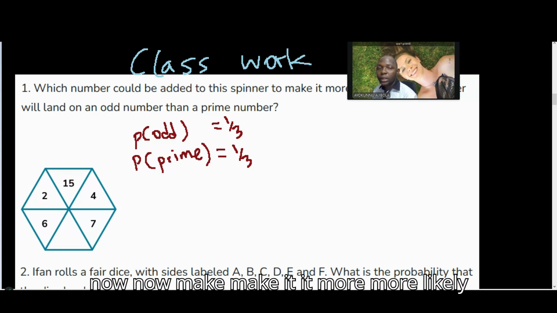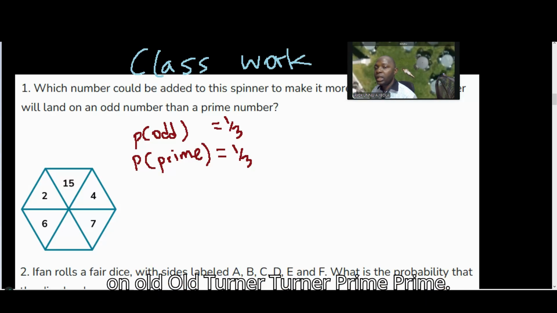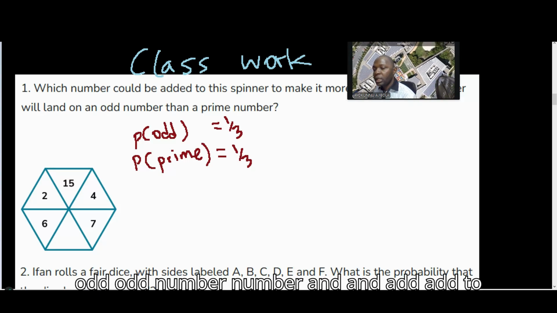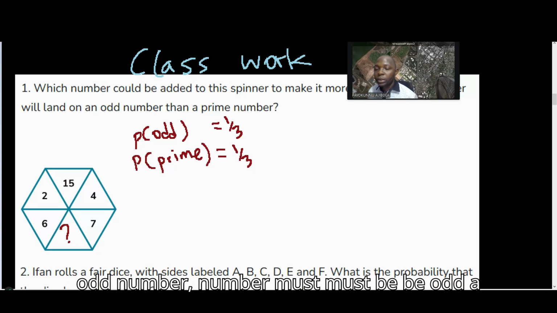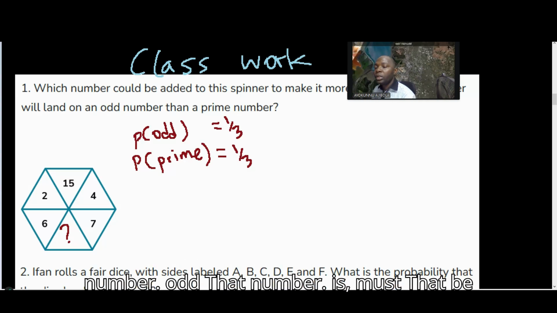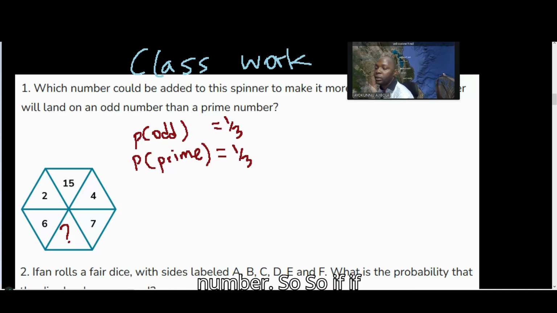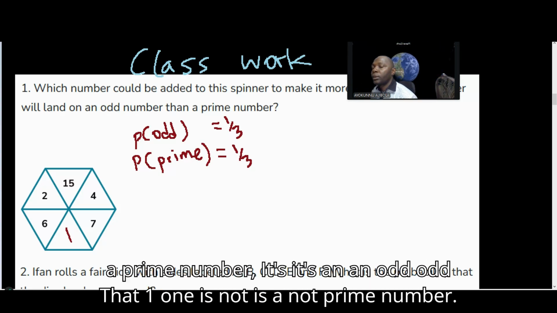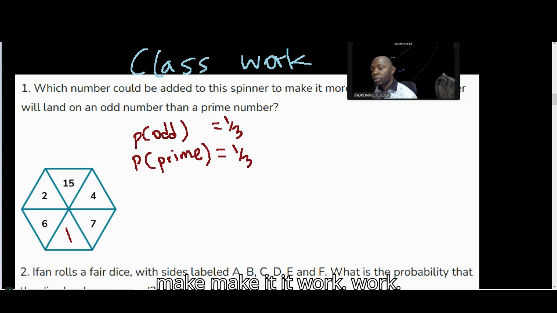Okay, to now make it more likely that you land on odd than a prime, then you must pick an odd number and add it to the missing spot. But not just any odd number. It must be an odd number that is not a prime number. So if I pick 1, yeah, 1 is not a prime number. It's an odd number. So it will make it work.